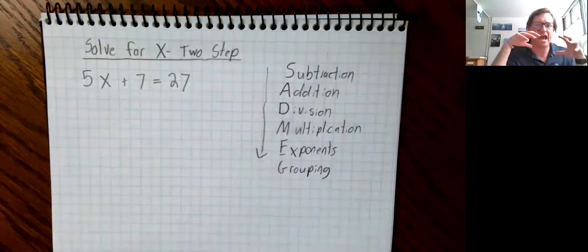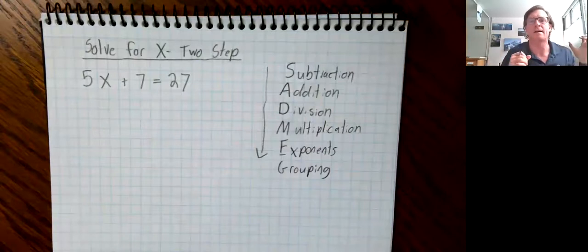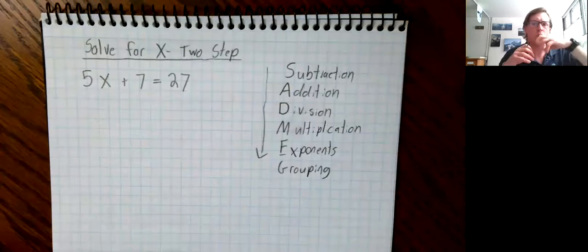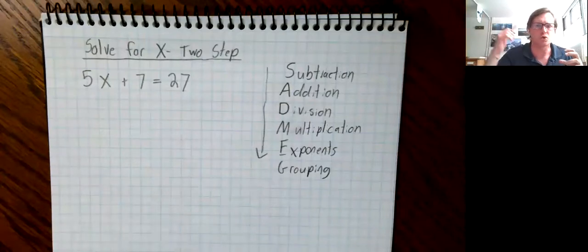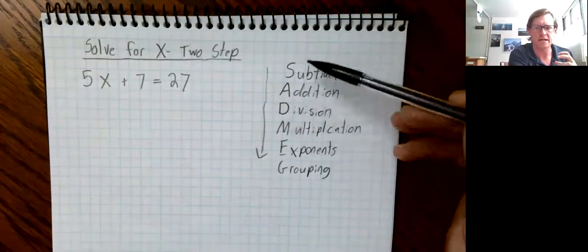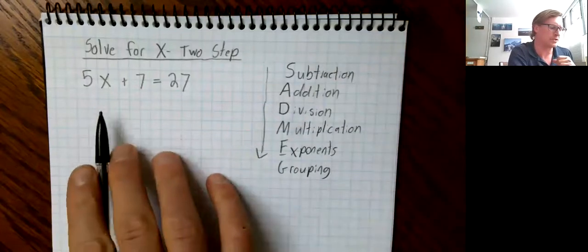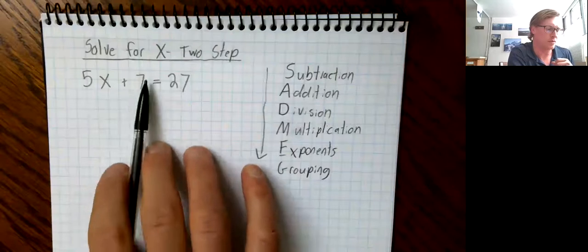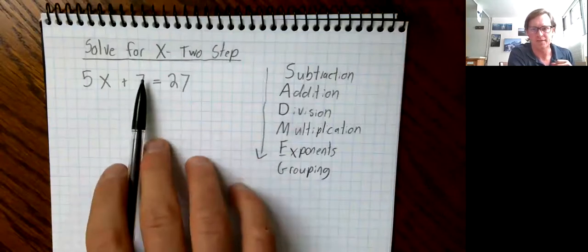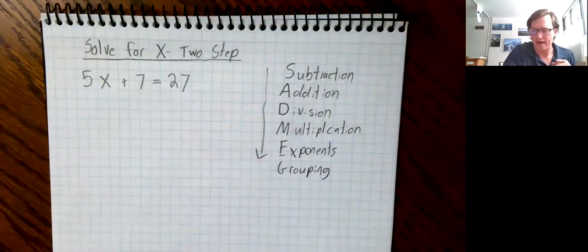Right now the x is embedded in all these operations, and we need to peel away those operations to get x all by itself. Remember, that's our goal here, to isolate x. The order in which we peel the layers away is SADMEG, starting with subtraction and addition. So we're going to attack this addition first and get rid of that.